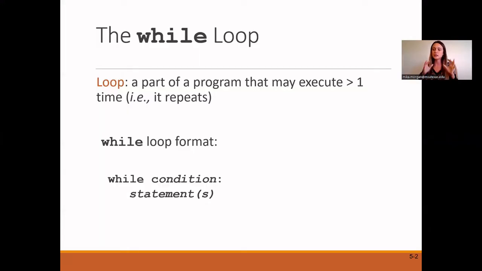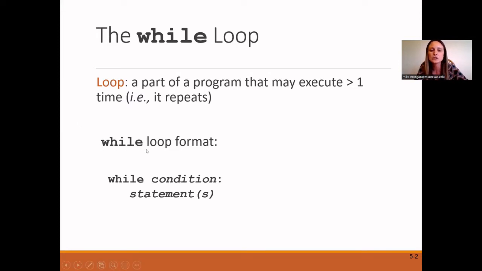So a loop is when you have a chunk of code that you want to run more than once. So if you want the piece of code to repeat, you would put it in a loop. And there's several different kinds of loops because you can make the code repeat in different ways. So the two we're going to talk about today are the while loop and the for loop. And those are two pretty common and pretty basic ones.